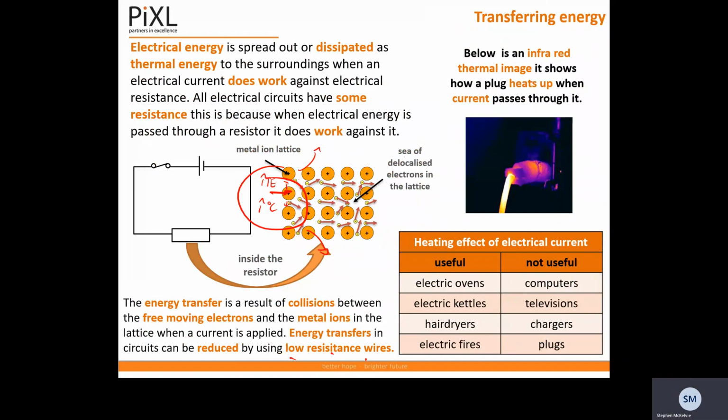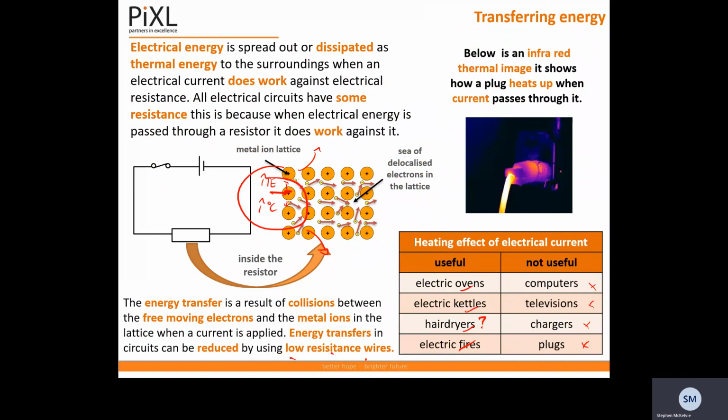An infrared thermal image is able to show the infrared waves coming off of warm bodies. A plug always heats up when current passes through it, and this can be useful or not useful. Useful heating effects: ovens, kettles, hair dryers, not that I know anything about those, and electric fires. Sometimes we want this to happen. However, we don't want it to happen in our computers, televisions, chargers, and plugs.